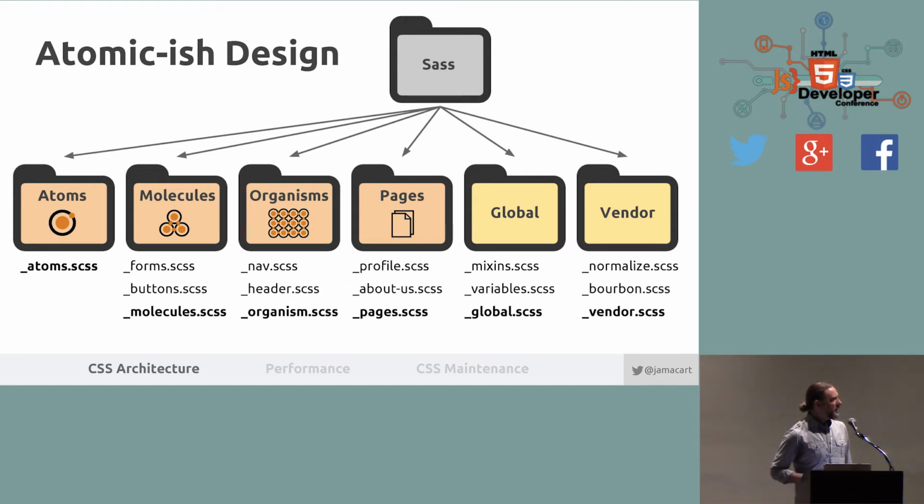And then I like to have a global folder where I keep all of my mix-ins, variables, anything that is going to be shared across every aspect of the site. And then a vendor-specific folder. This is where I stash the bourbon. This is where you keep your normalized file. You can keep anything that you don't want to go back and change later. It's a good way to separate that stuff out.